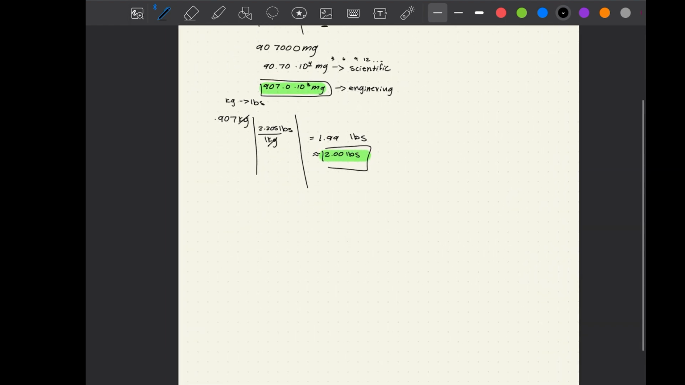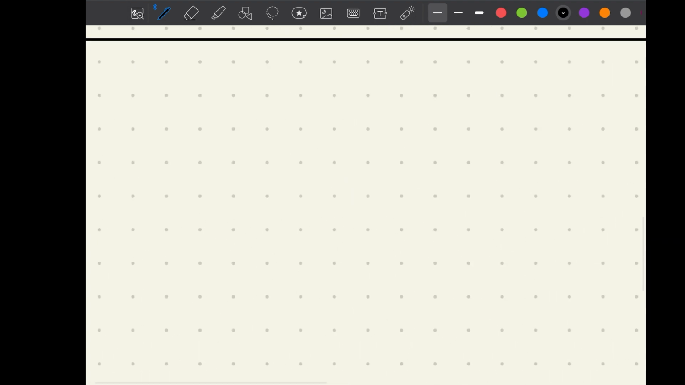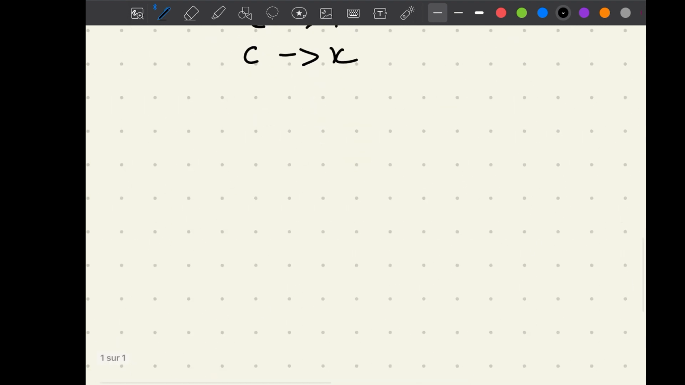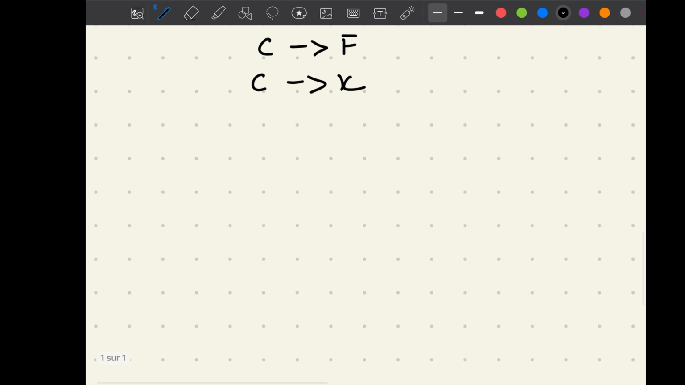Now, our next problem asks us to convert Celsius into Fahrenheit and then convert Celsius into Kelvin. Celsius to Fahrenheit is a bit more complex than Celsius to Kelvin. The formula to convert from Celsius to Fahrenheit is you take your reading in Celsius, multiply by 1.8, and then add 32 to it, and it'll give you your answer in Fahrenheit.